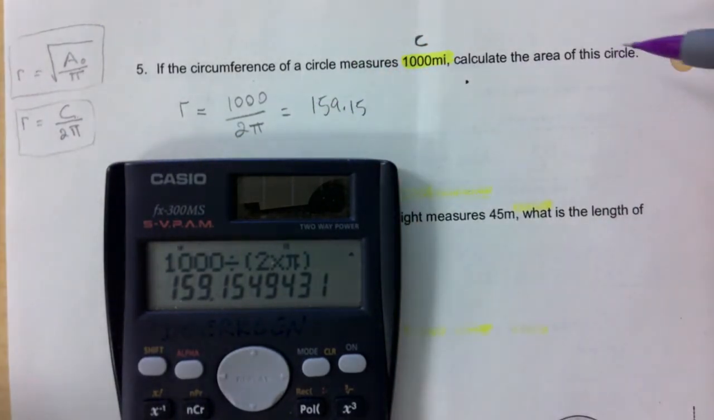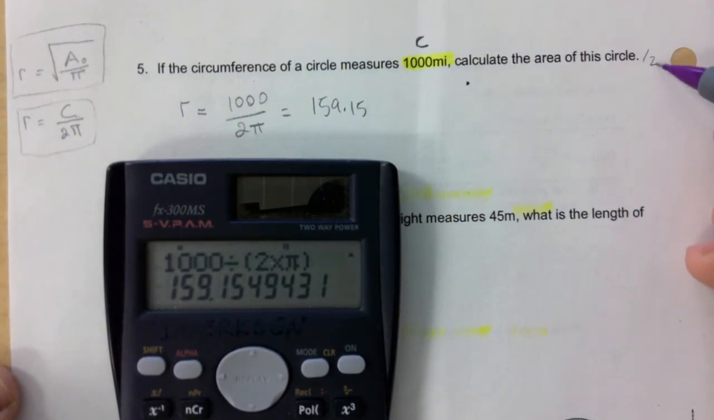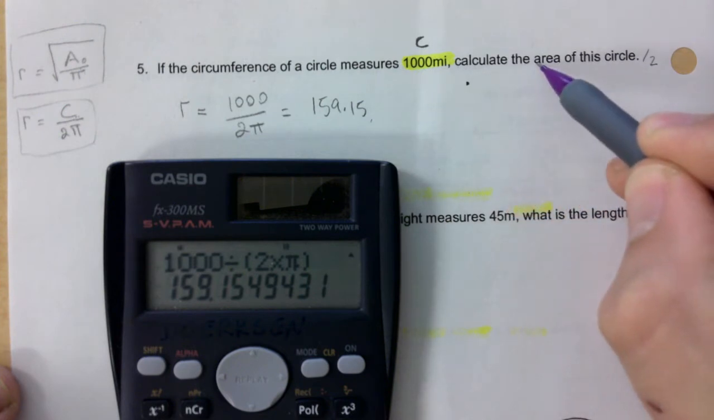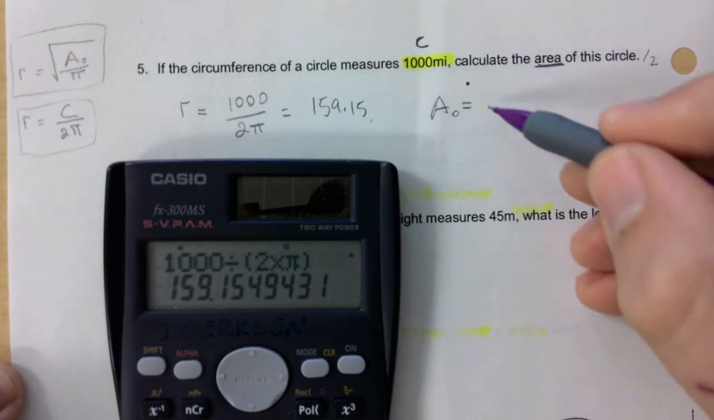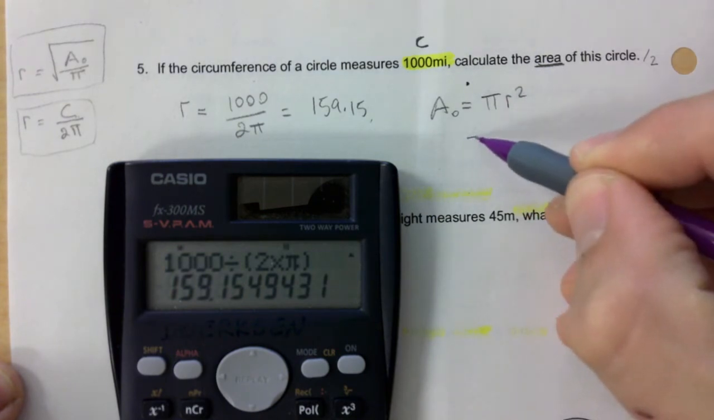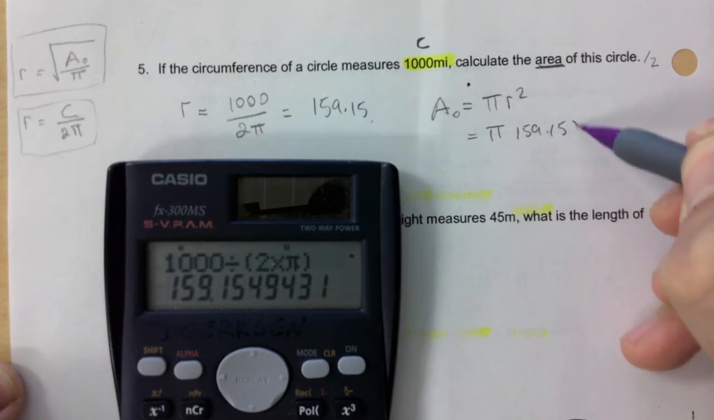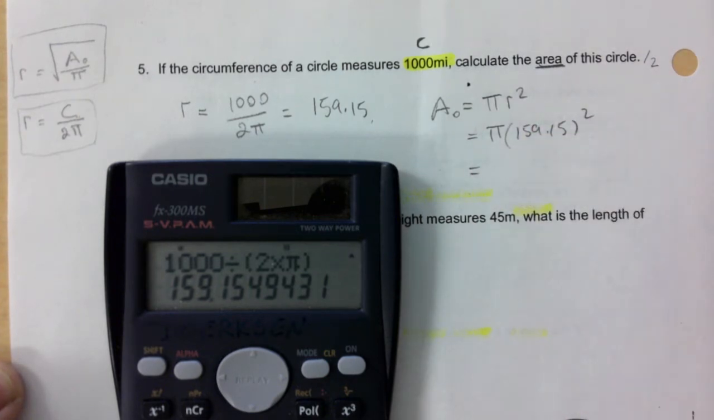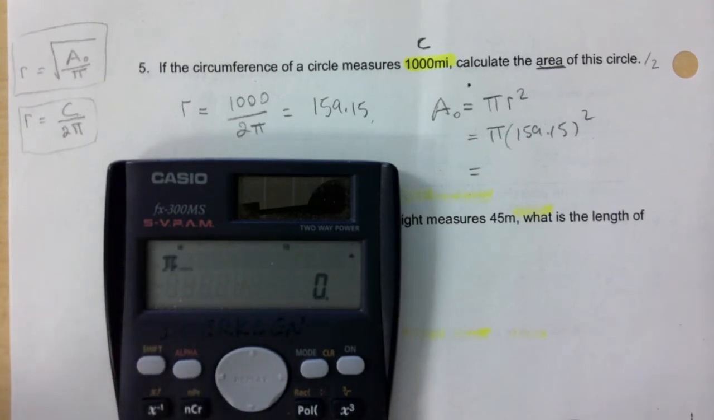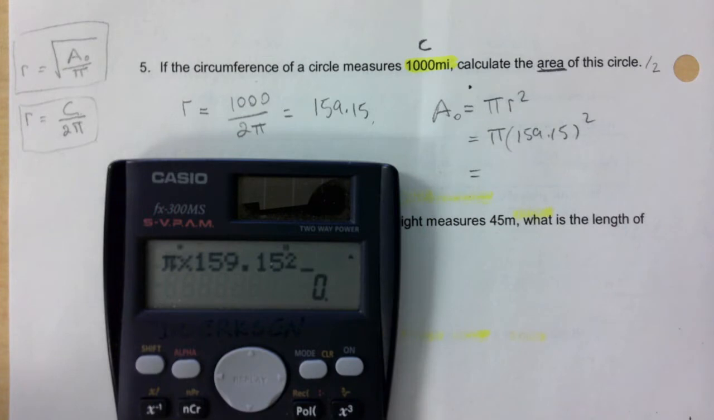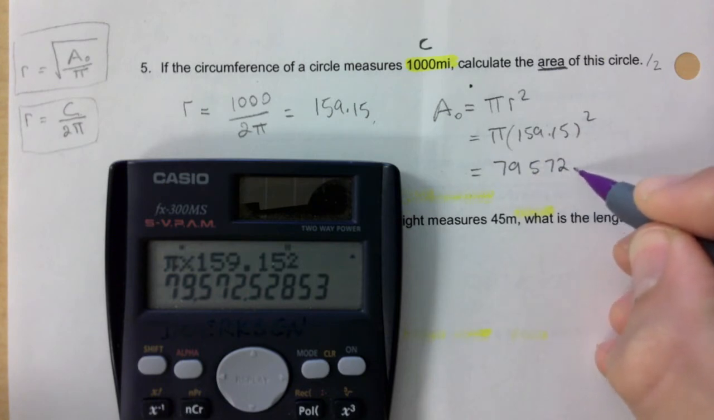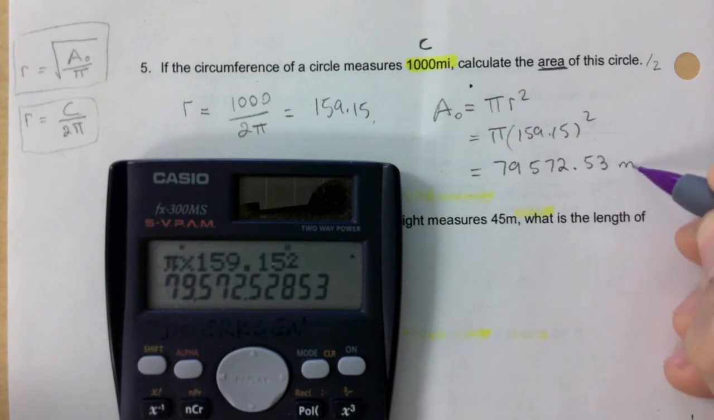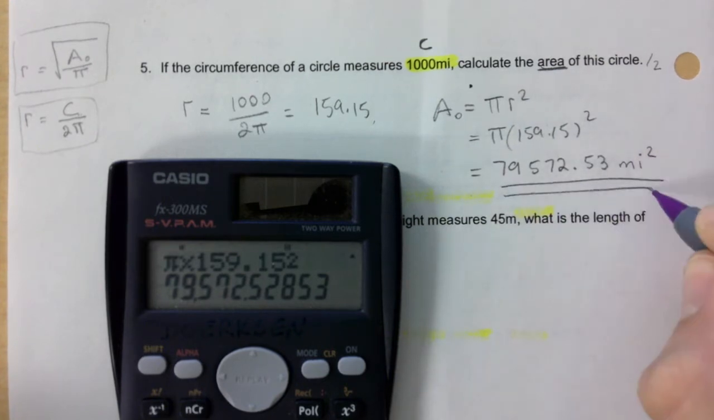So this question would easily be a two-mark question. This comes first, and now you can calculate the area. Area is the original formula of area of a circle, which is pi r squared. And that would be pi times 159.15 squared. So you go pi, or 3.14159, times 159.15 squared, like that. And that is 79,572.53 square miles. There it is.